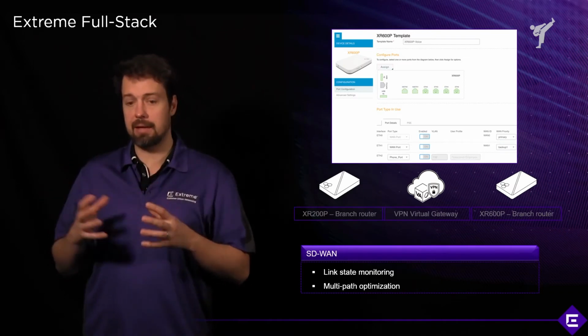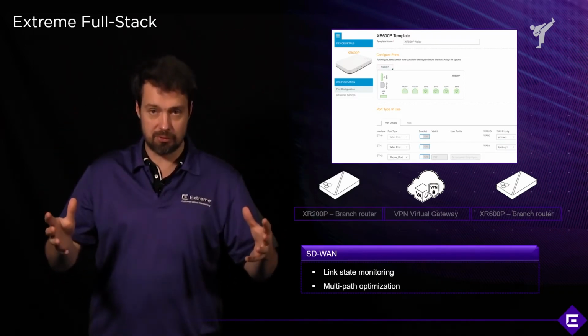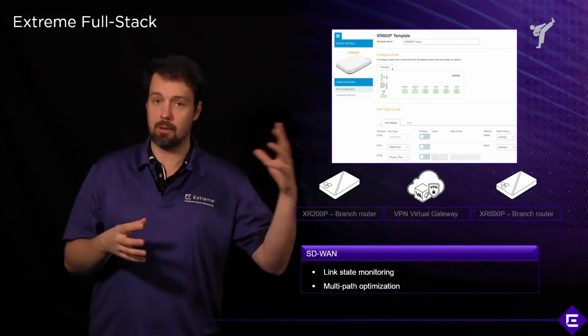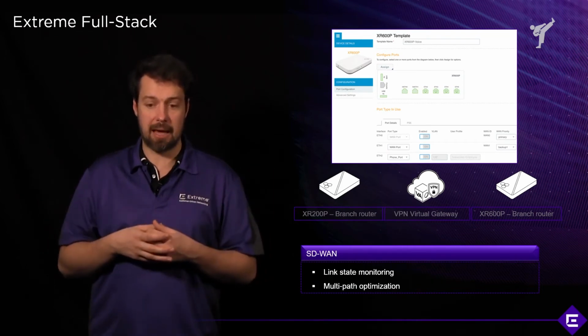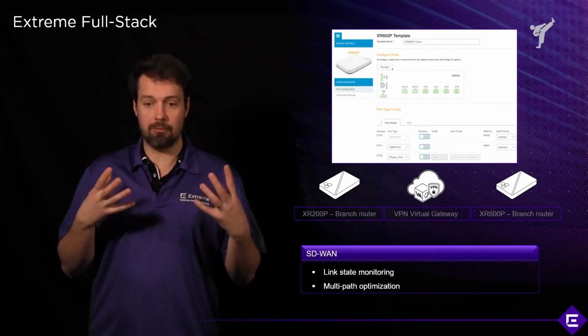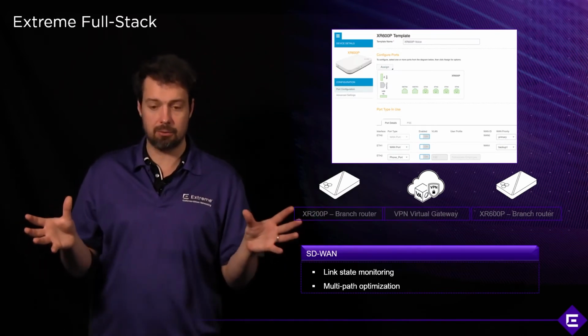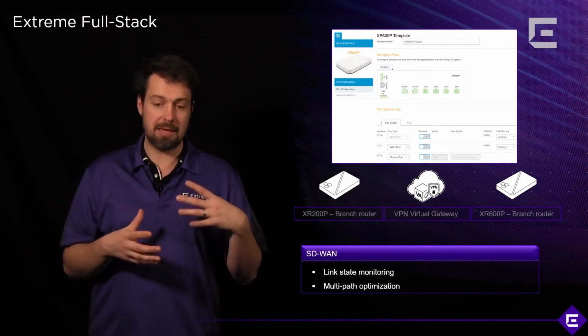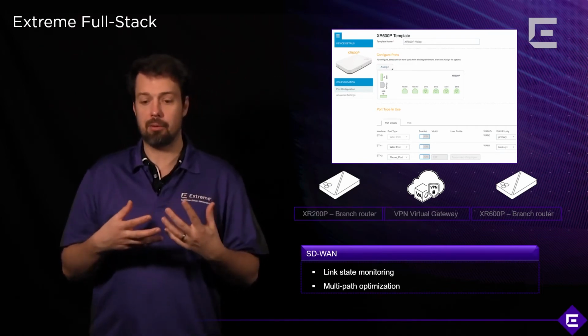We'll take a look at how that works, but the main thing here is you use the same network policy to configure access points, switches, and branch routers, and that is the full stack. In terms of deploying the full stack, you have three types of devices to take into consideration. There's the XR200P, which is the entry-level branch router.